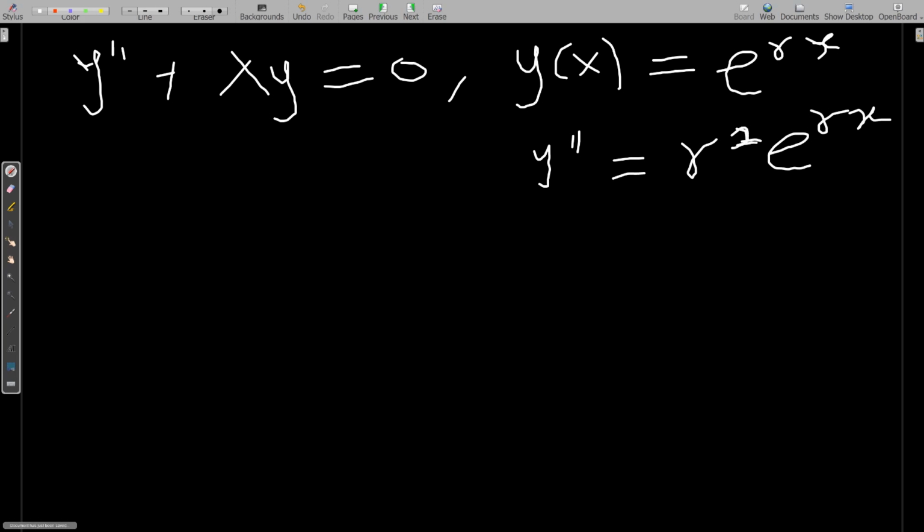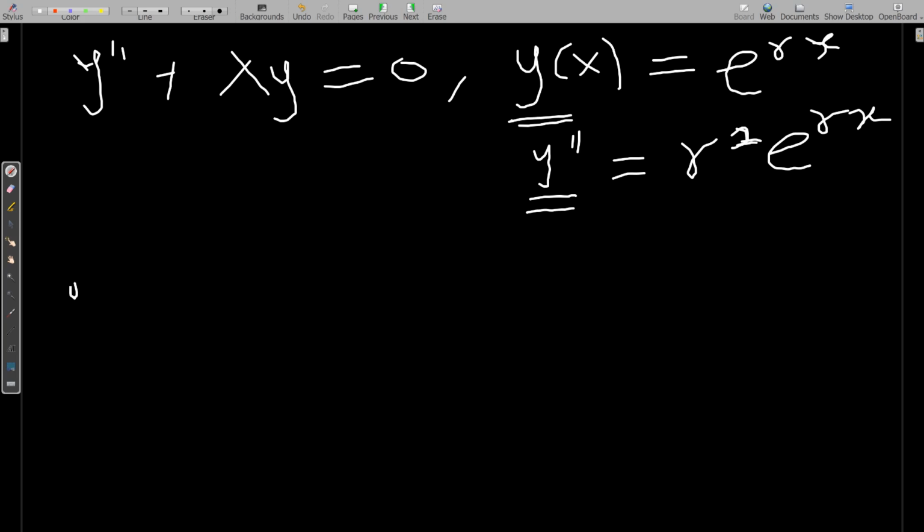The first y prime is r e to the power rx. You know how to differentiate exponential functions, so you go through that to get the second order derivative, or y prime prime. After getting your y prime prime, you substitute your y prime prime and your y back into the differential equation.